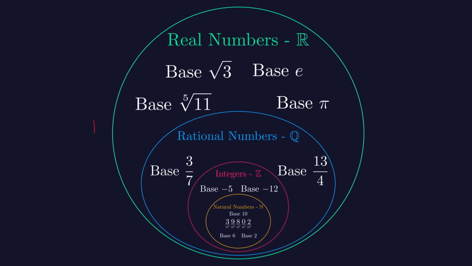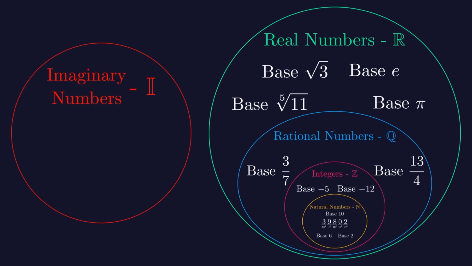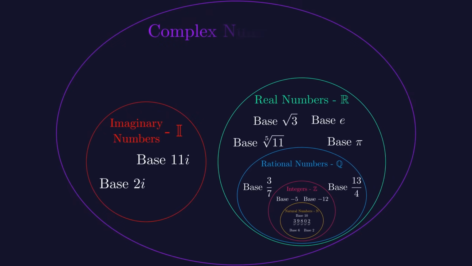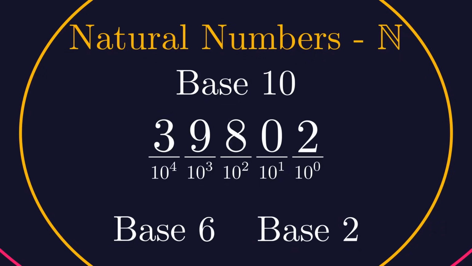Beyond real numbers, we have imaginary numbers. We also can create imaginary number bases, and they can even express real numbers. Finally, when we combine real numbers and imaginary numbers, we get complex numbers, and as you might guess, this can be the base for the number systems as well. But to understand those unusual number systems, let's first go back to the natural number bases.